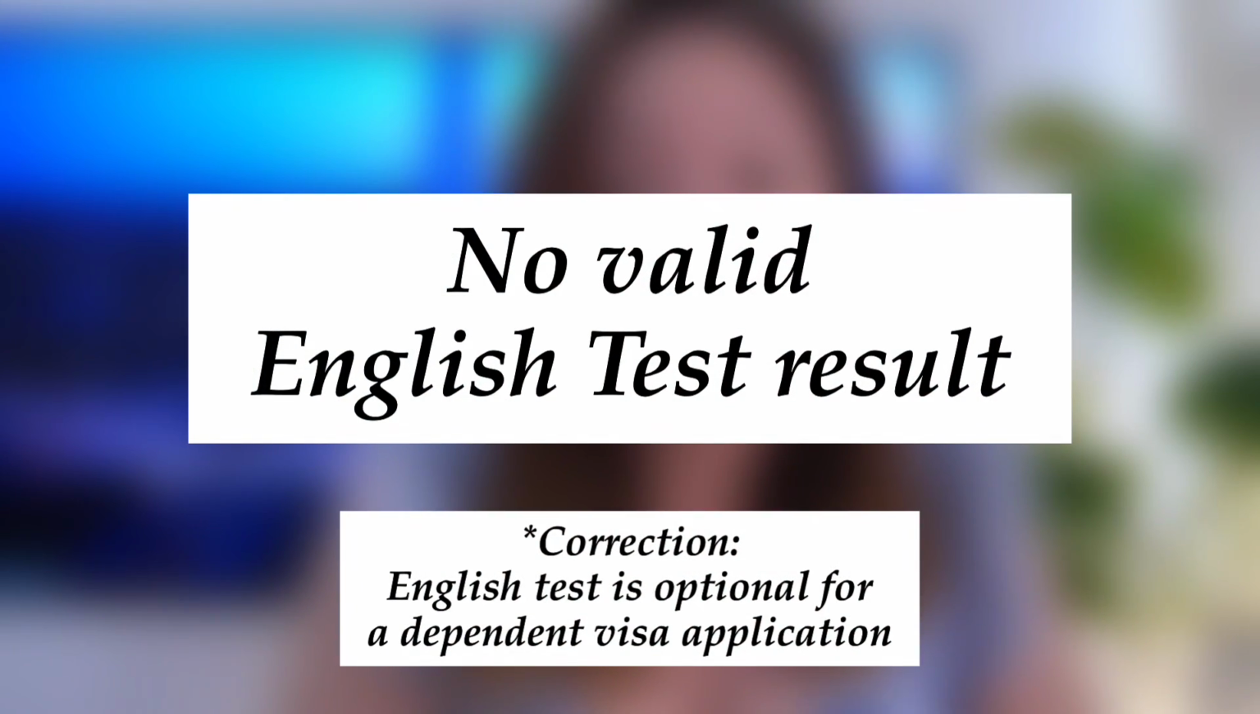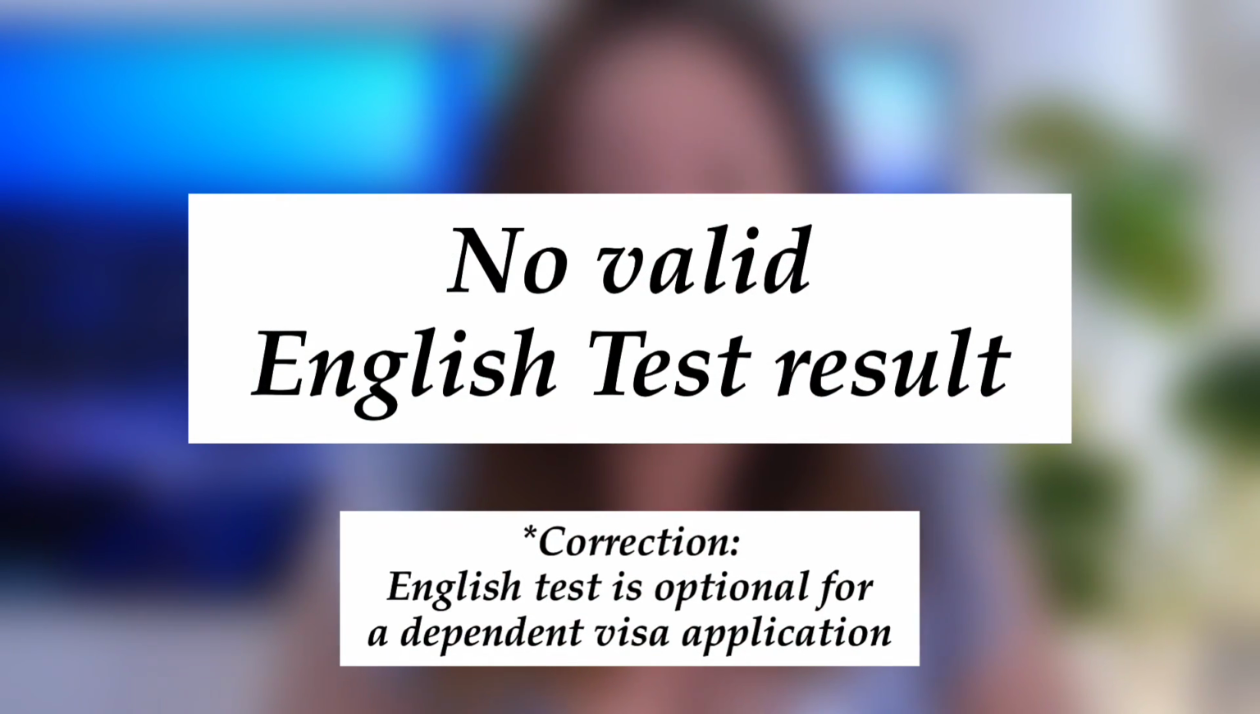So these are of course your passport, your birth certificate, marriage certificate, your police clearance, your English test results, and your TB certificate. The fourth reason that you can be rejected is if you don't have a valid English language certificate.